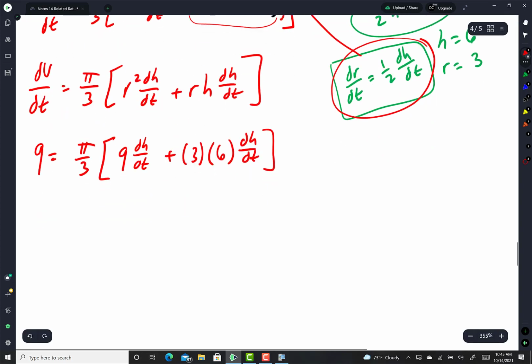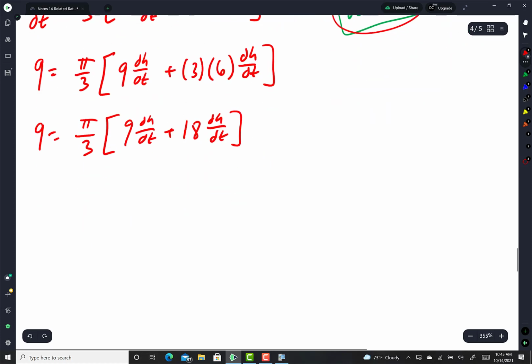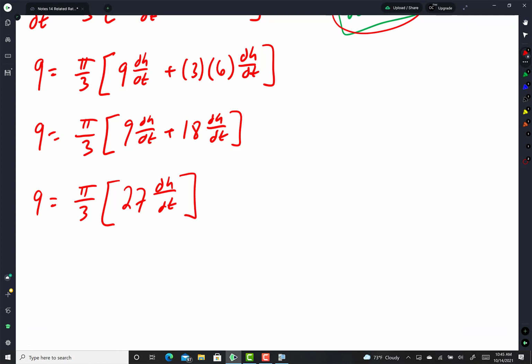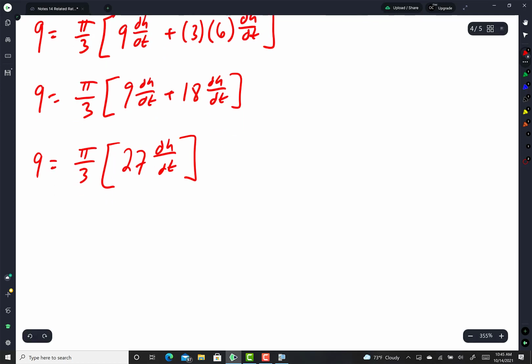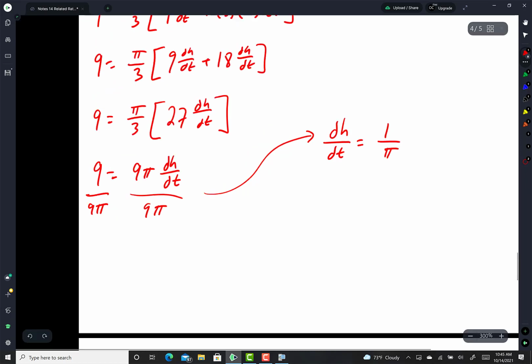Now it's just algebra. So let's see. 9 equals pi over 3. That's still 9 dh/dt. Plus 6 and 3, that's 18 dh/dt. And then 9 equals pi over 3 times, 18 plus 9, is that 27? 27 dh/dt. And then 3 goes into 27 how many times? 9. So there's going to be 9 pi dh/dt. And then the last step, how do I get dh/dt by itself? Divide by 9 pi. So my dh/dt is equal to 1 over pi, and I need units.